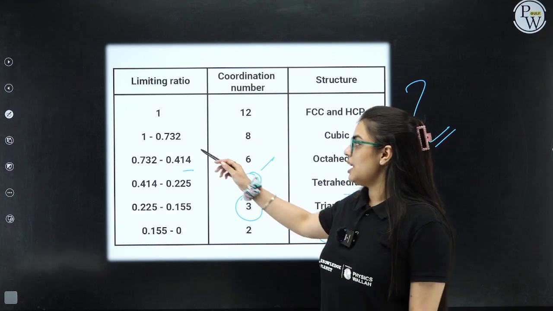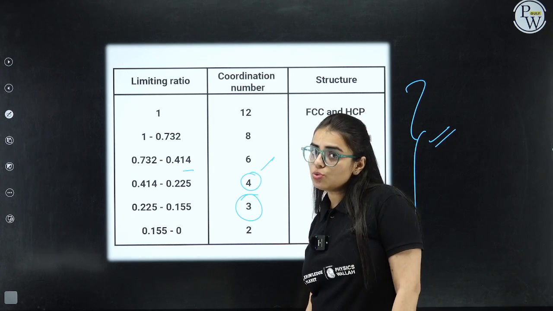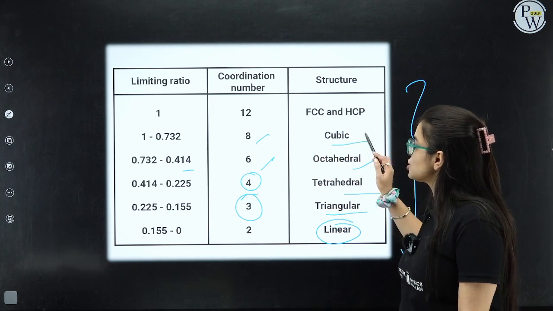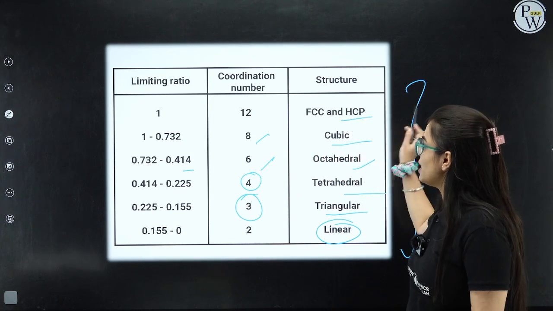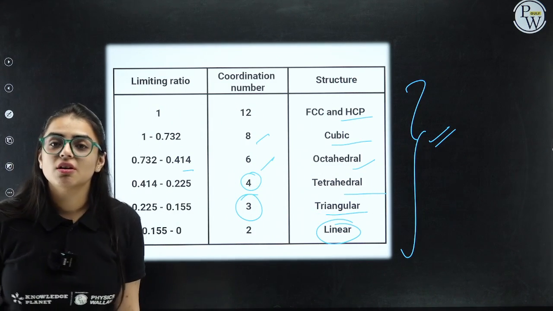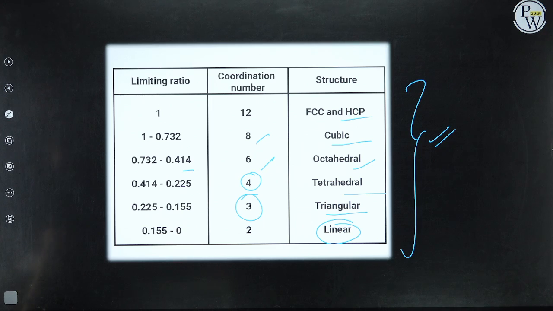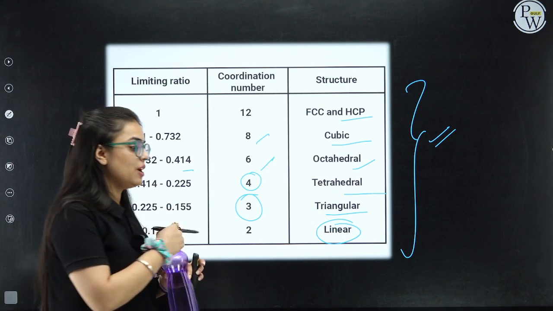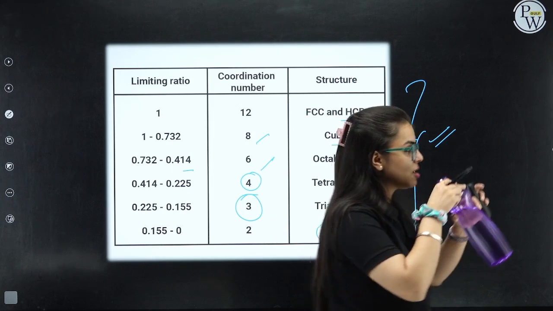If the value is between 0.732 to 1, the coordination number is 8 and the structure is cubic, and if it is 1, the coordination number is 12 and the structure is FCC and HCP, right? Everybody, you have to learn this table, it is a very important part.